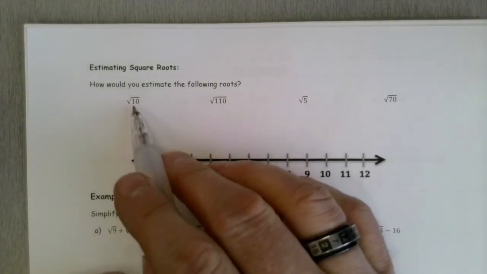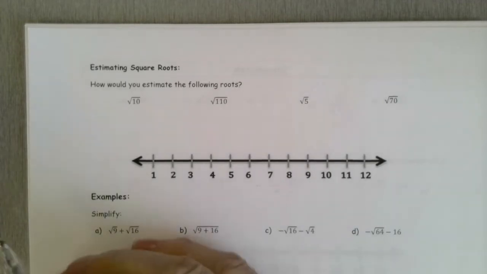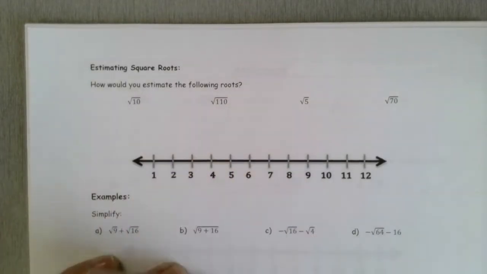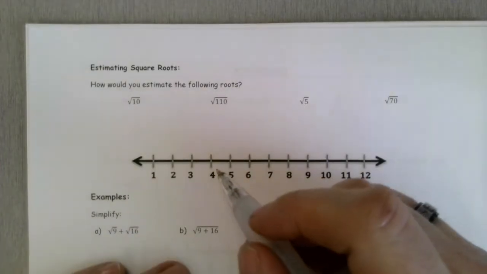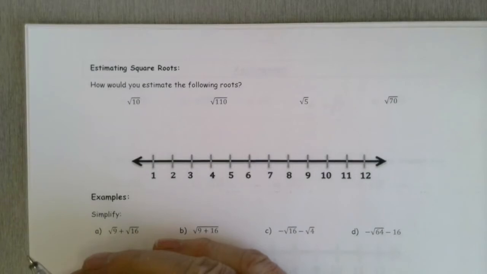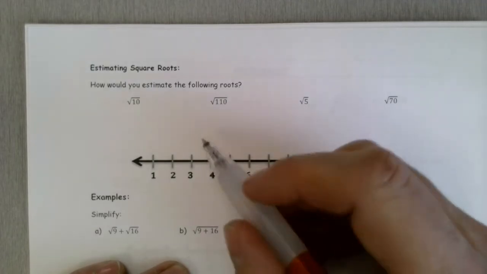But 10. I'm looking for the square root of 10. Well, I don't know what that is. But there is a number very close to 10 that I do know the square root of. 9. The square root of 9 is 3. Now, because 10 is a little bit bigger than 9, I expect my square root to be a little bit bigger than 3. Now, not quite up to 4, because 4 is the square root of 16. So I'm going to be somewhere in between.